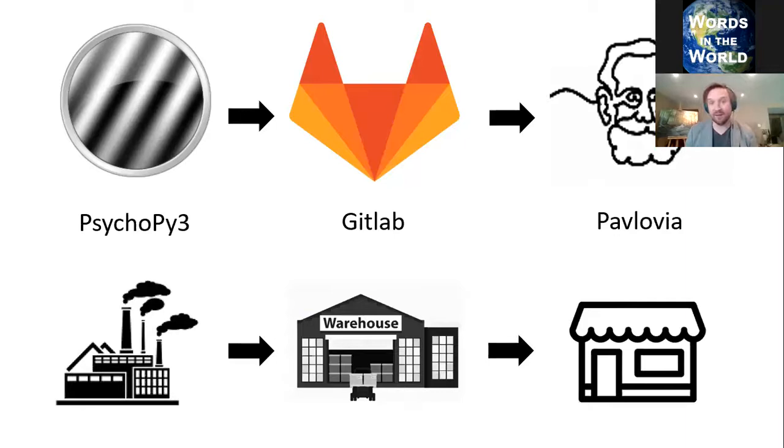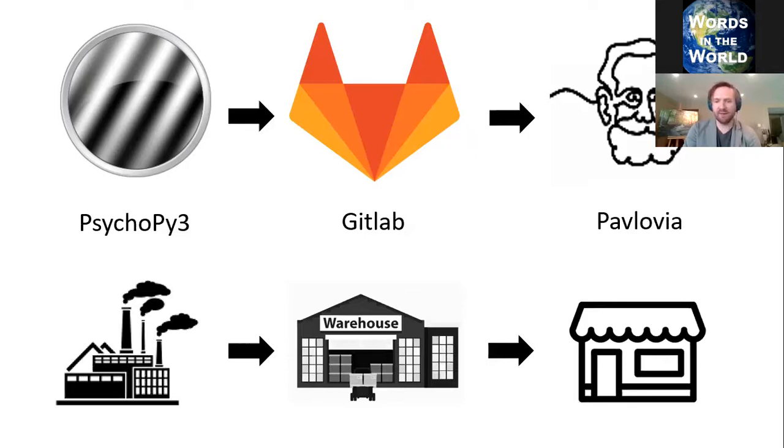So that's where all of your experiments will be stored. All the files that are required to run the experiment are all going to be on the GitLab warehouse, so to speak. And then following this metaphor, Pavlovia acts as the storefront or shelf space that you purchase to make your experiments or products available to the public.